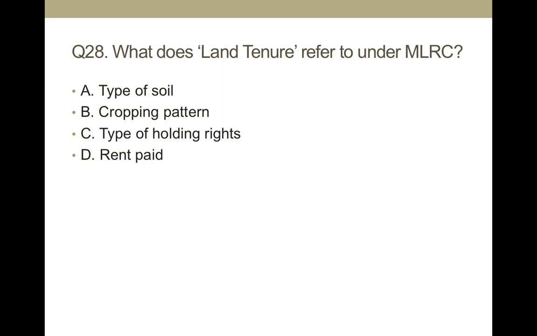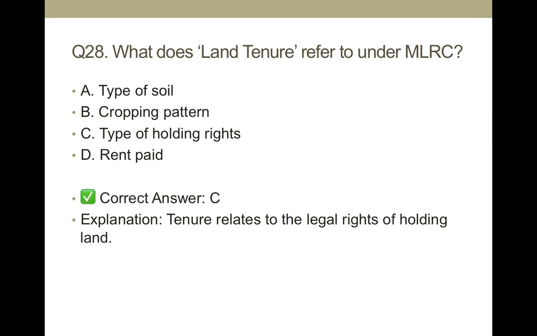Question 28. What does the land tenure refer to under MLRC? Option A, type of soil. Option B, cropping pattern. Option C, type of holding rights. And option D, rent paid. So the correct answer is C, that is, the tenure relates to the legal rights of holding that particular land.